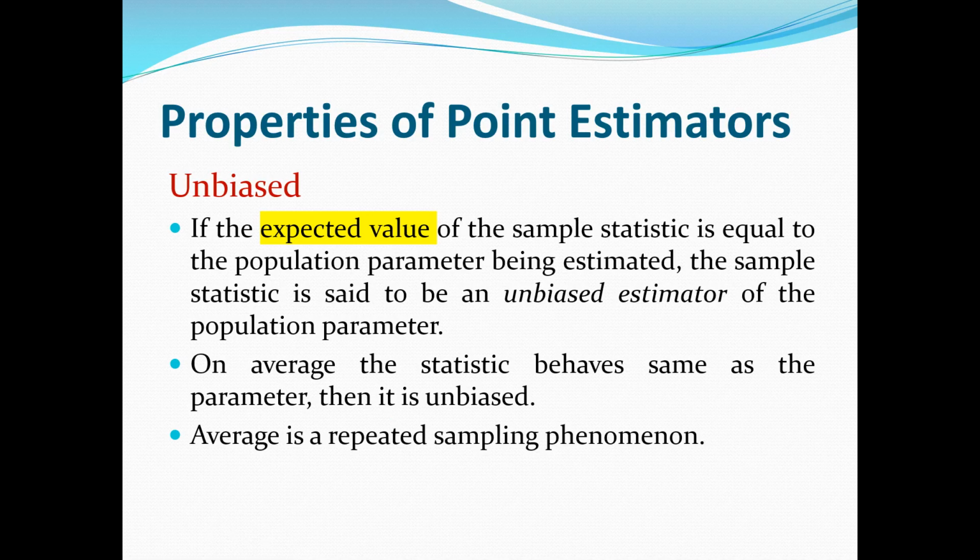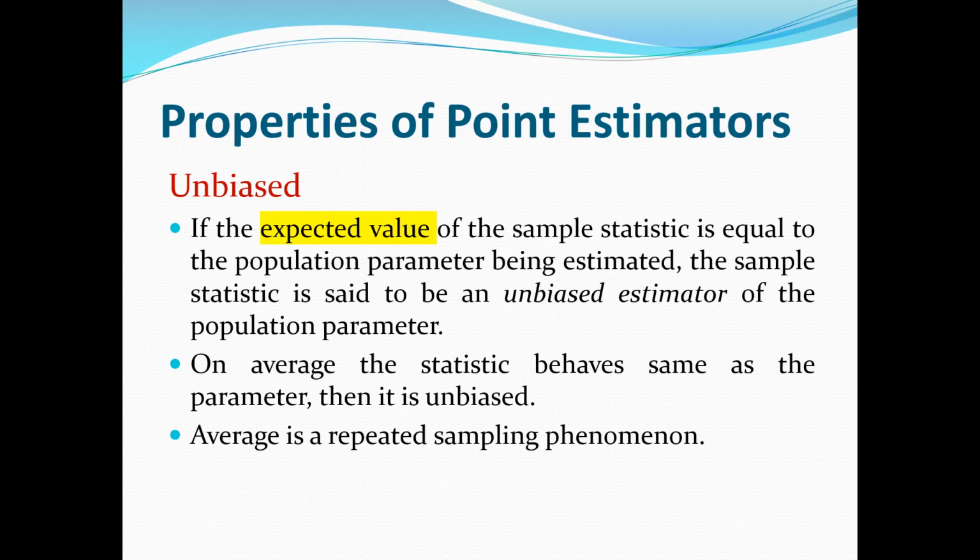Now we have only one random sample. How can we compute the average of the statistic? So unbiasedness is a theoretical property. It's a repeated sampling phenomenon. What does that mean? If we repeatedly draw different random samples from the same population, and if the average of all those values becomes equal to the population parameter, then you call it unbiased.